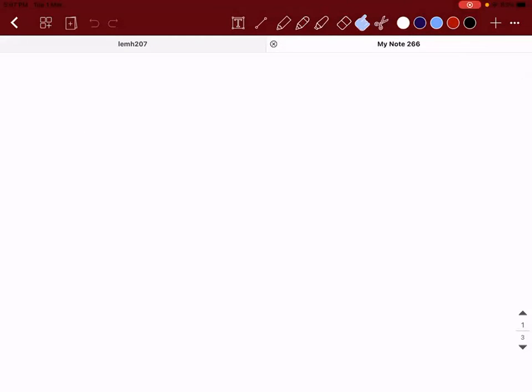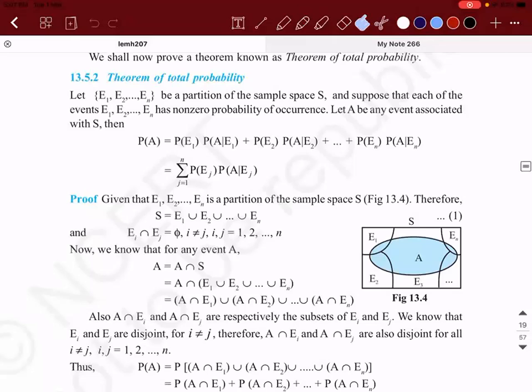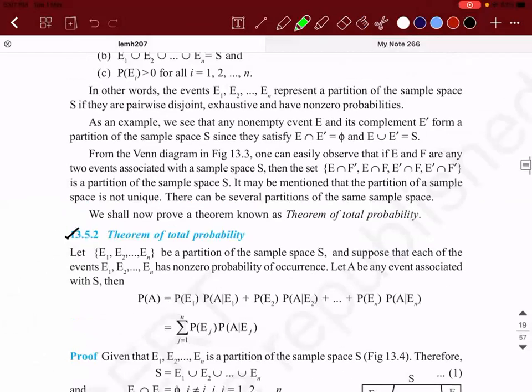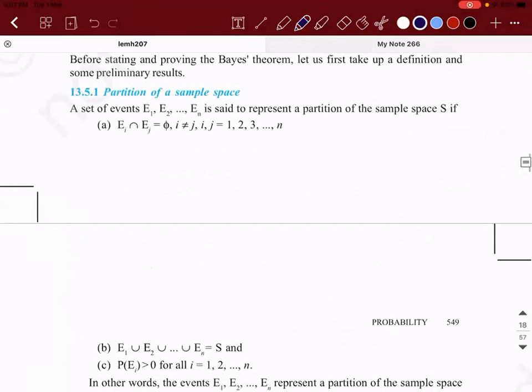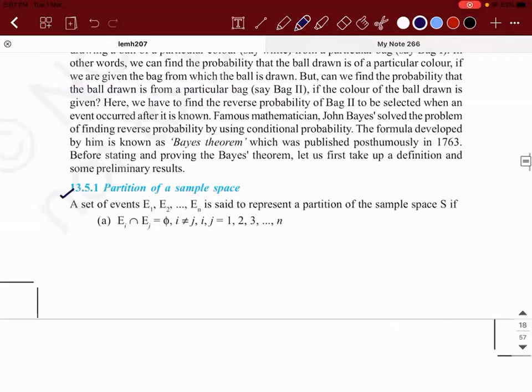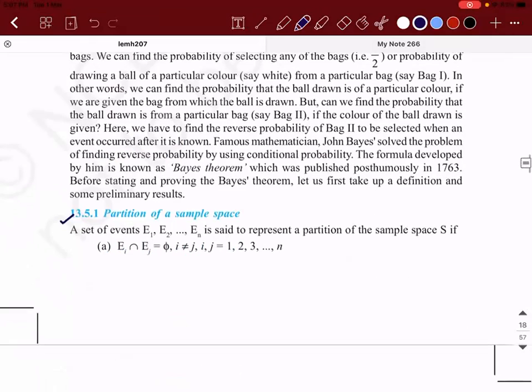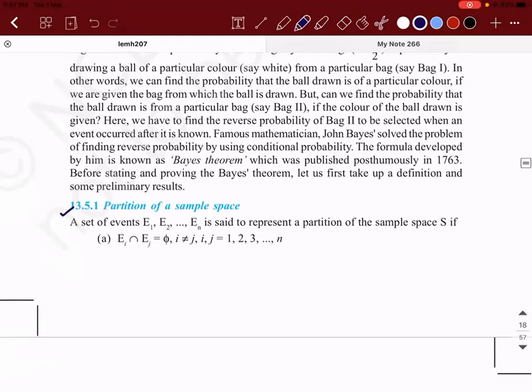So, we'll move on to the next topic, that is the theorem of total probability. Before that, I need to discuss the partition of a sample space. Today we are going to discuss a rule or theorem called Bayes theorem. Now, let's see. What is a partition of a sample space?